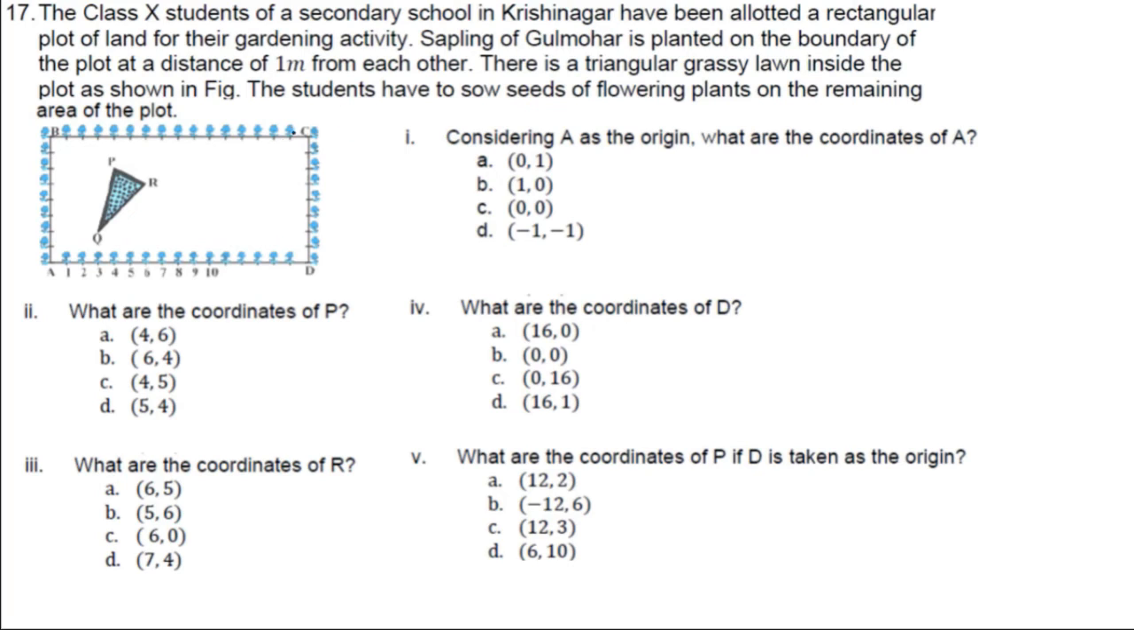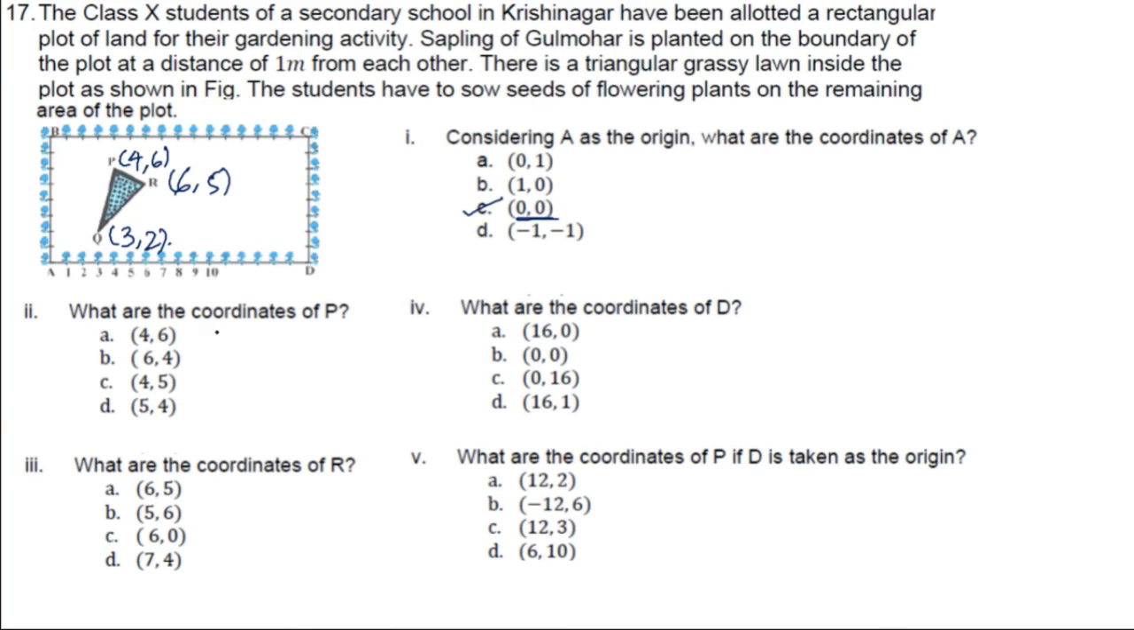Here, the main thing you must observe is the coordinates of PQR. P is having the coordinates 4, 6. R is having the coordinates 6, 5. Q is having the coordinates 3, 2. This you must note from this figure, and then you can answer the question considering A as an origin. What are the coordinates of point A? The coordinates of point A is 0, 0 because it's an origin. So the right answer is 0, 0.